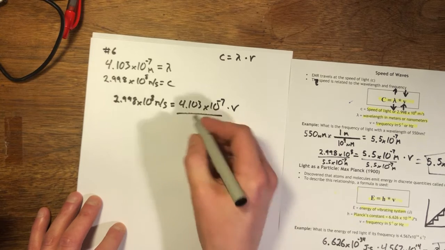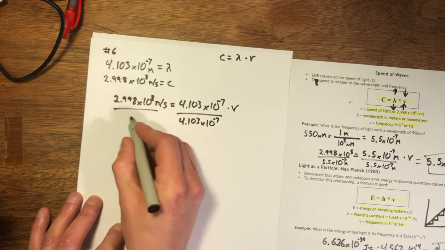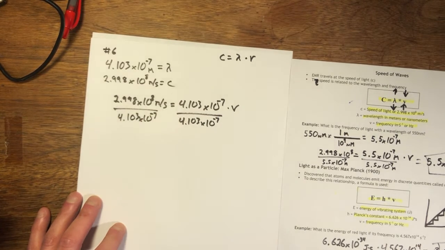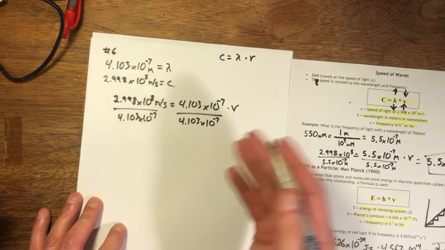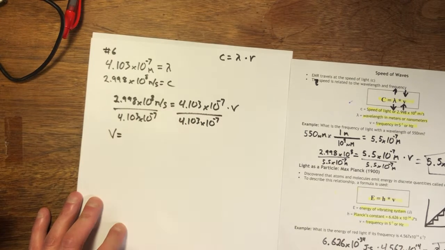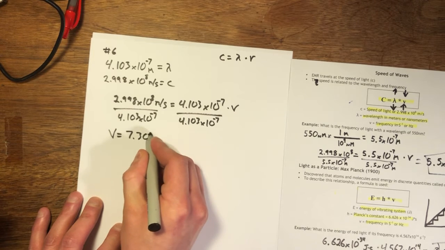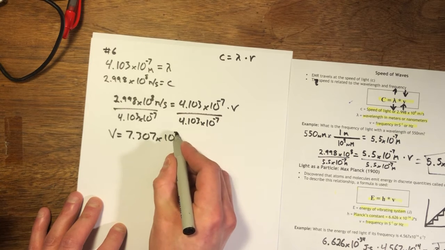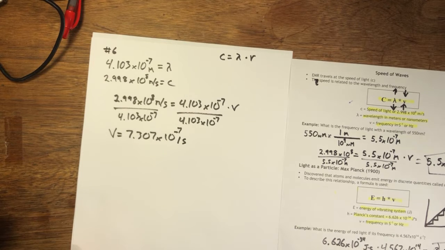your frequency. Divide by 4.103 times 10 to the negative 7th. And let's see, you are going to get our frequency as, I'll switch it over so it makes more sense, 7.307 times 10 to the 14th per second. That's how many times it passes within a certain point a second.